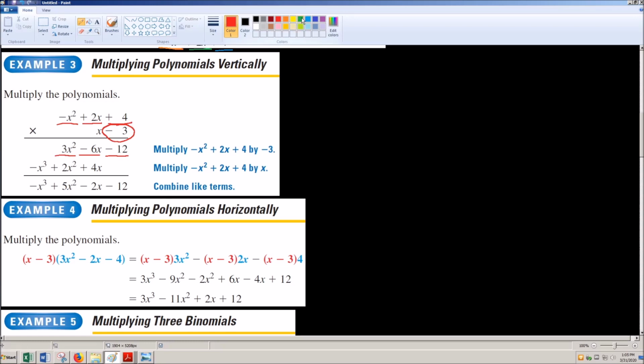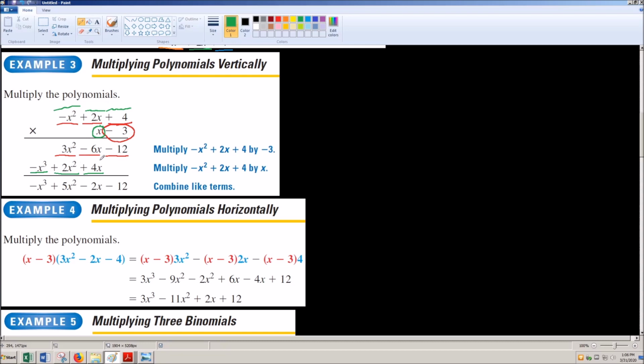Now for the second step, I'm going to go through and do x times each of these things. So I'm going to do x times the 4, so this would be 4x. I'm going to get x times 2x, which would be 2x squared. And then I'm going to do x times my -x squared, which would be -x cubed. So now I have these things written in such a way that I can take the columns and add my columns together.